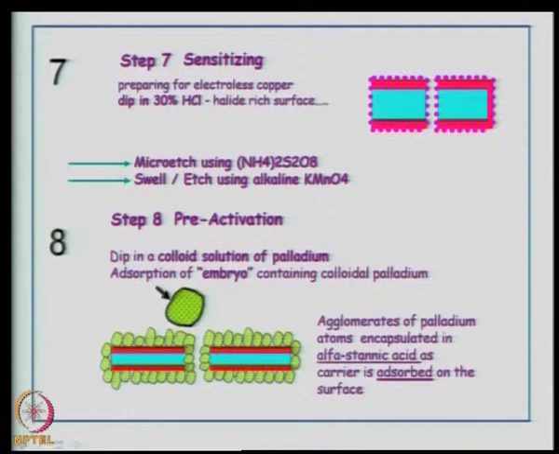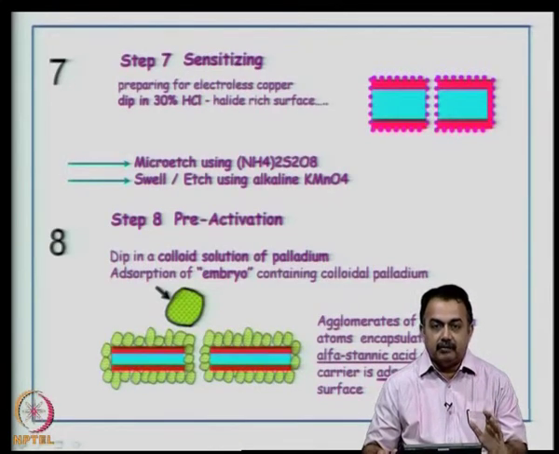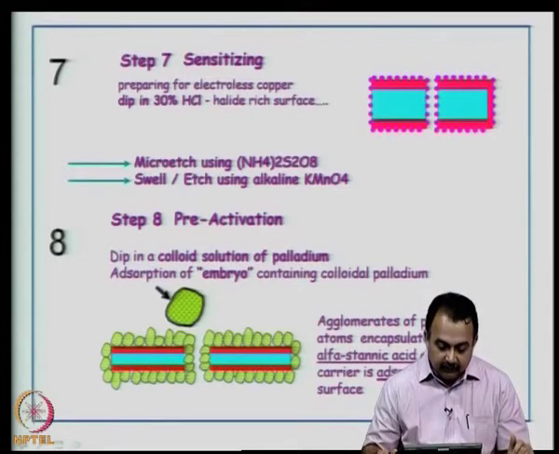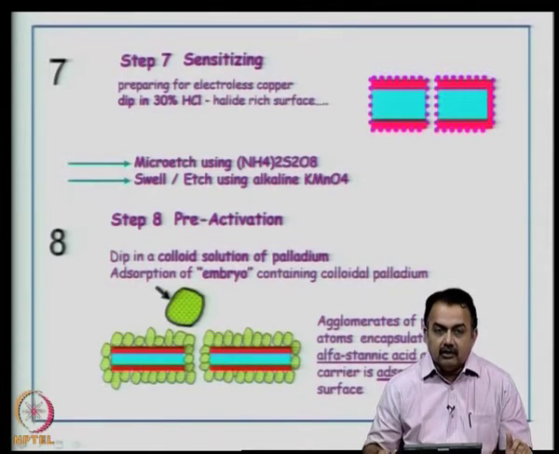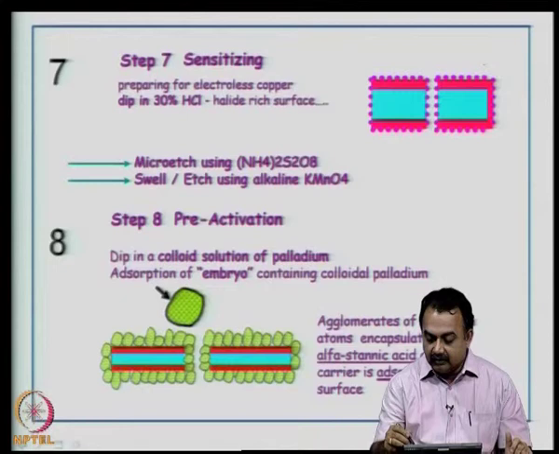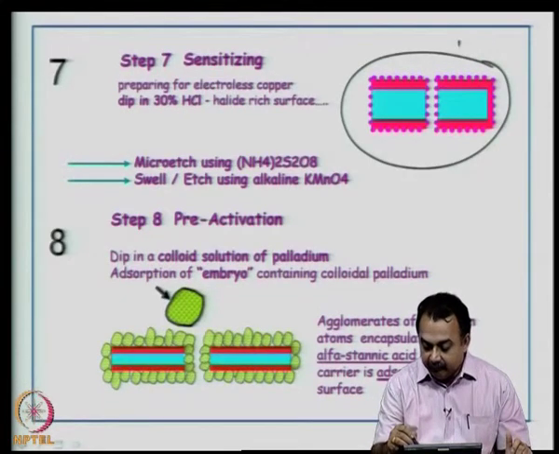The seventh step in the PTH sequence is sensitizing the surface. As I said, we are preparing the hole wall and the copper surface for electroless copper plating, followed by electroplating. So, when you prepare for electroless copper, dip in 30% HCl. So, make sure it is a chloride rich surface. So, you are trying to make sure that the surface is wet with chloride ions.